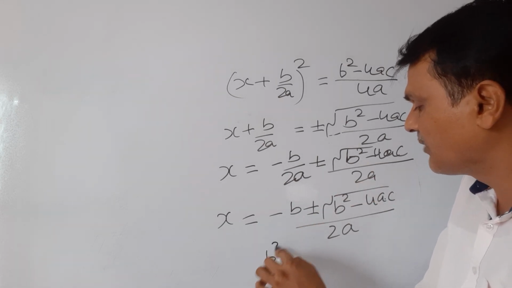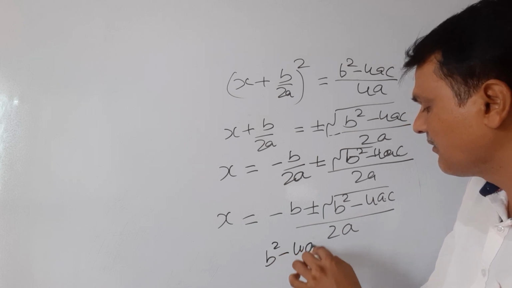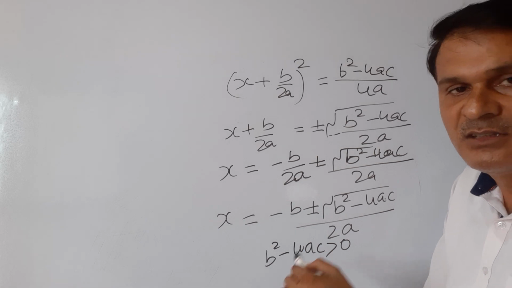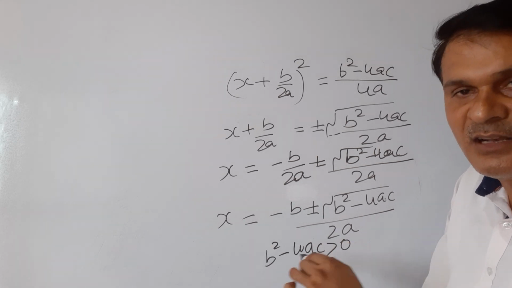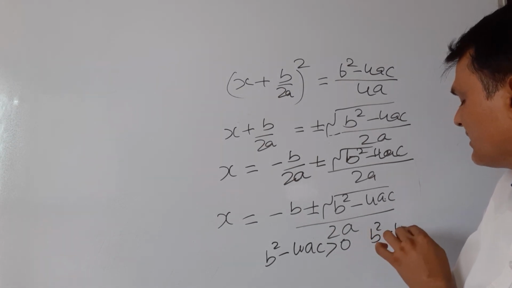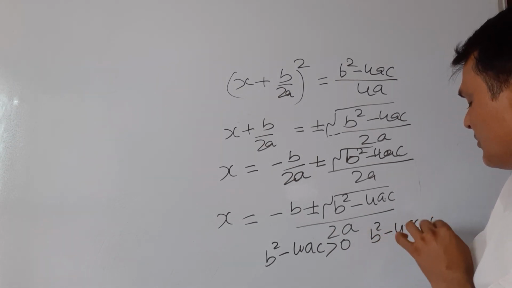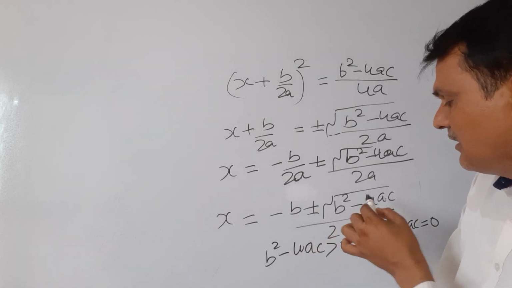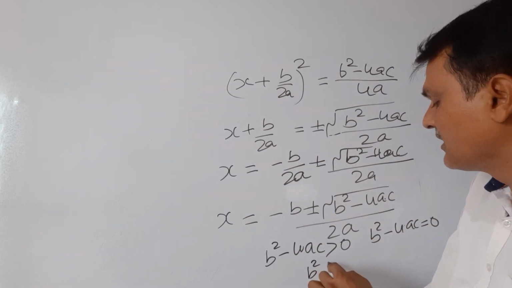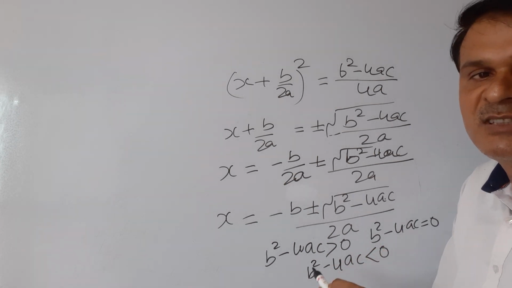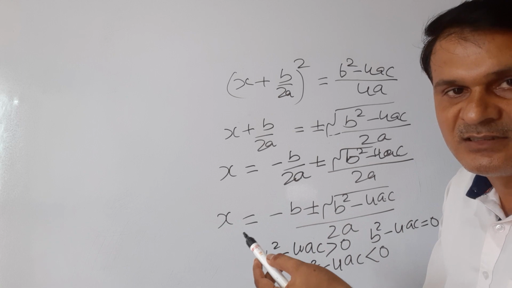If b square minus 4ac is greater than 0, then we say the roots are real and distinct. And if b square minus 4ac equal to 0, then we say that roots are equal. And if b square minus 4ac is less than 0, then we say that no real root exists.